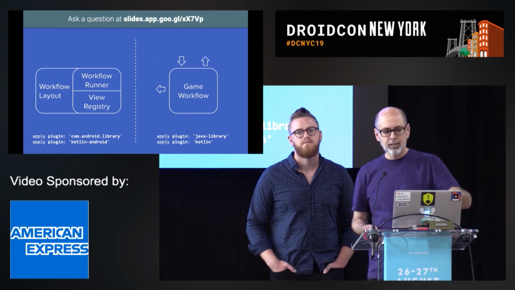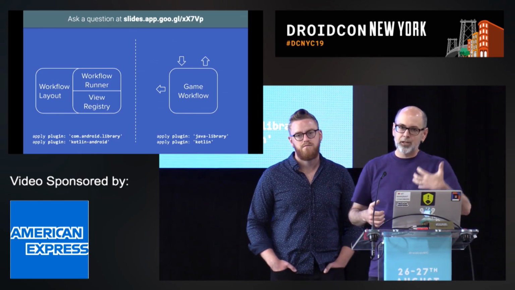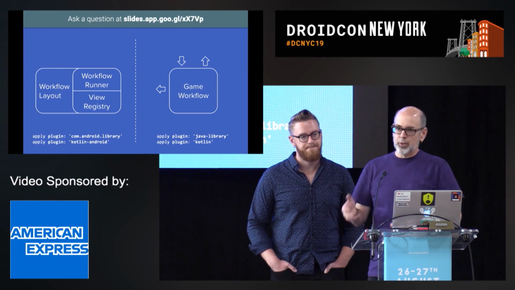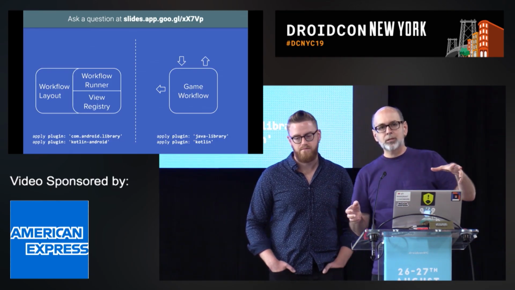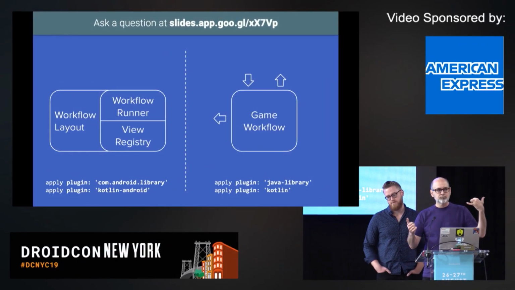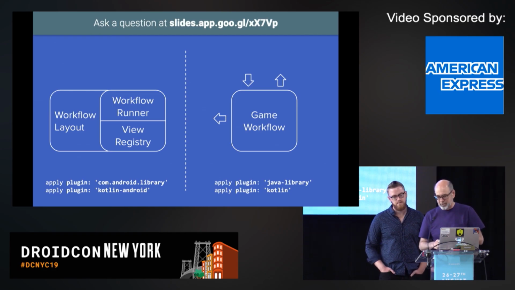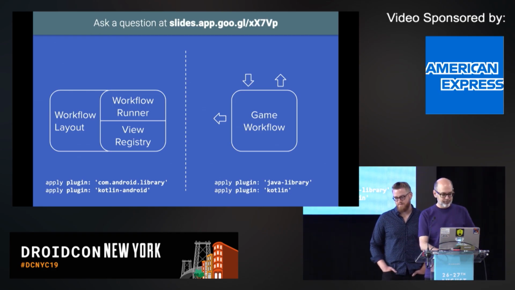They're the Workflow Runner, whose job is to actually kick off your workflow tree, listen for the outputs, monitor the rendering stream. The view registry, which is responsible for pairing particular types of renderings with particular layout XML files or particular functions to create view factory functions, that kind of a thing. And then a workflow layout, which is the glue that serves as your activity or your fragments content view, able to actually display all of this stuff for you.